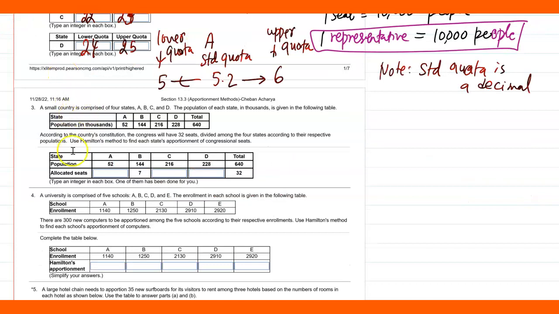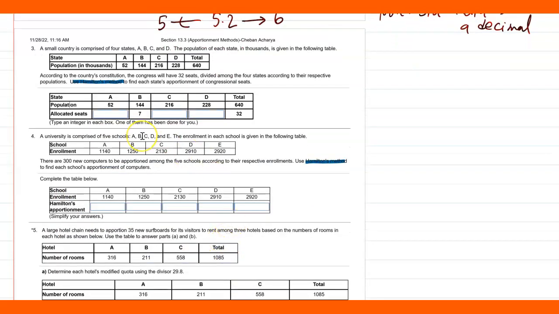Questions 3 and 4 are similar because both use the Hamilton method. In question 3, one of them is done for you, and this B is already done, but in number 4, nothing is done. It doesn't matter to me, but I'll do question number 4.